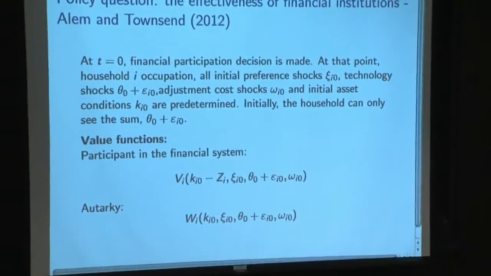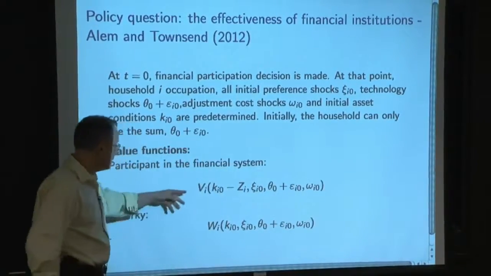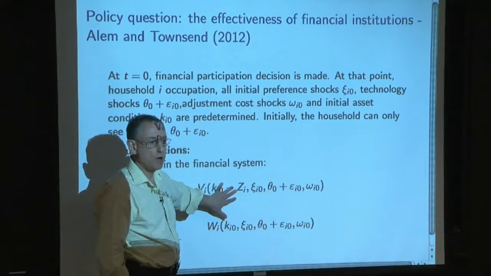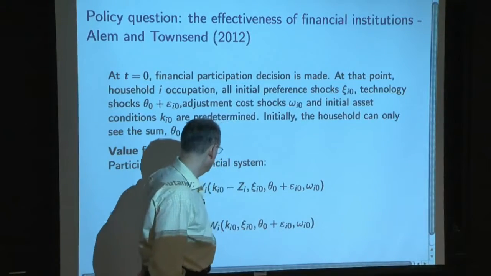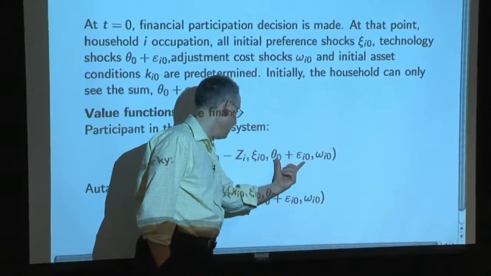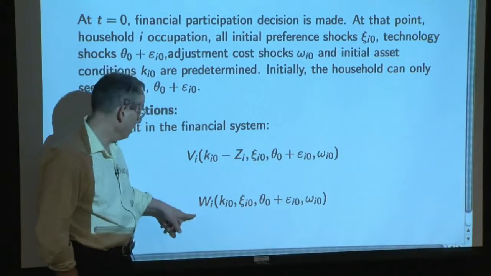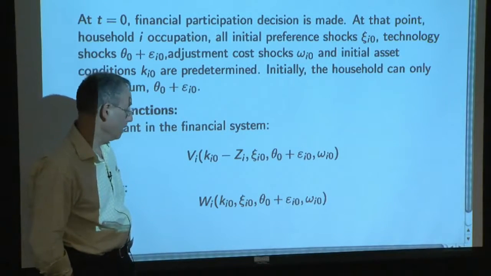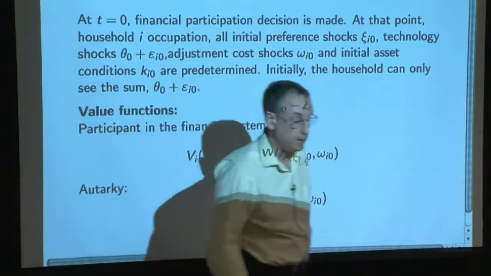You may remember how this works, though. You create a value function for being a participant in the financial system. If you joined, you subtract off that fixed cost. And this is just the array of the other variables. You're joining after the realization of the adjustment cost shock, the idiosyncratic and aggregate shock, and the preference shock. You could choose not to join. You'd have another value function. I think we even used V and W in the earlier lecture. But you don't subtract off the cost from the capital stock.